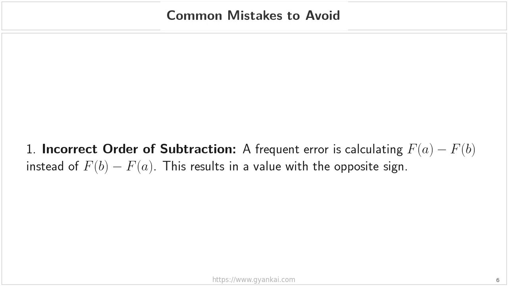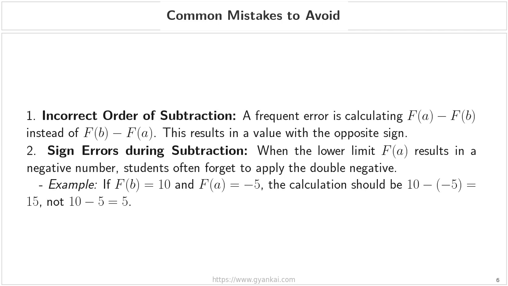1. Incorrect order of subtraction. The first, and surprisingly frequent, mistake is getting the order of subtraction wrong. Remember, when we evaluate the definite integral, we're finding the difference between the antiderivative at the upper and lower limits. So, you must calculate f of b minus f of a. If you accidentally do f of a minus f of b, you'll get the correct magnitude of the answer, but the sign will be flipped, meaning your answer will be wrong.